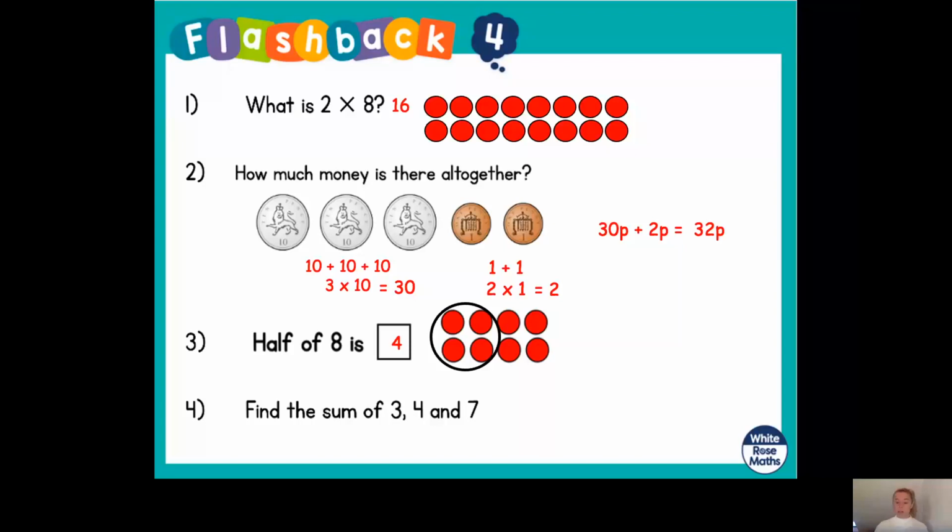And you can check that. You can check that half of 8 is 4 by finding out what double 4 is. If it's 8, then you've got the right answer. So 4 plus 4 equals, yes, 8.